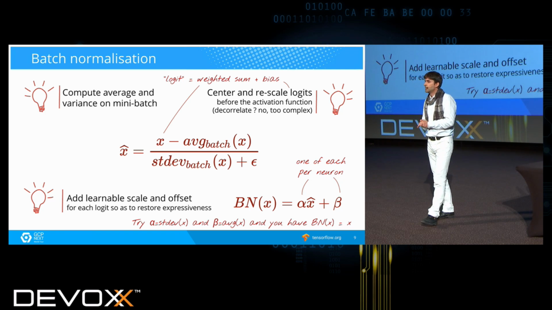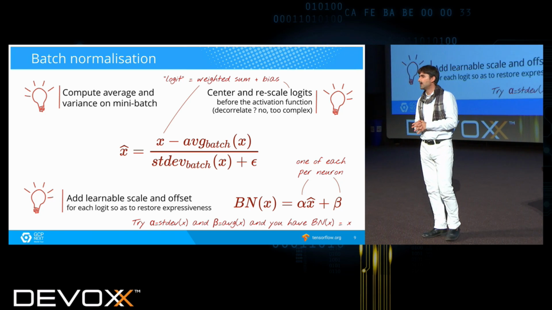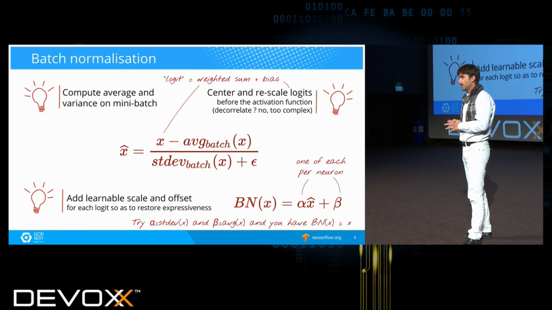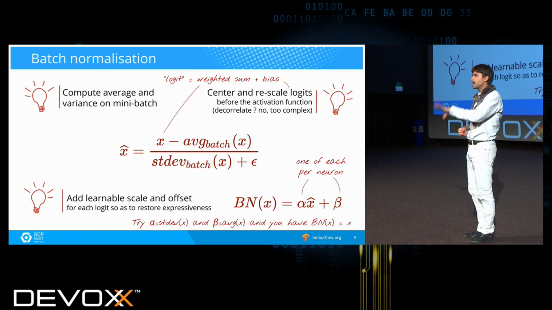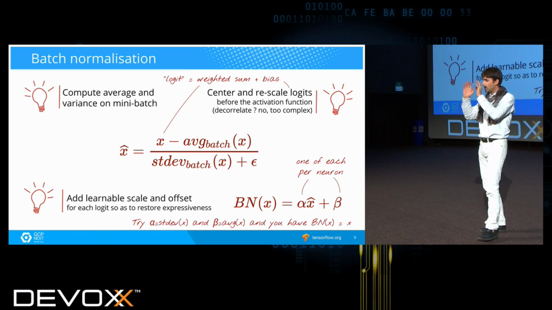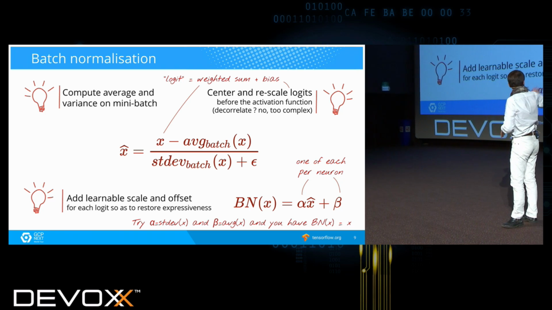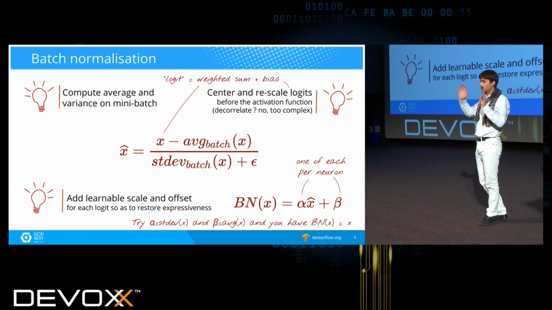Is there one instance of alpha and beta per neuron? Per neuron. They play the same role as biases before. There was one bias per neuron. Now here is one alpha, one beta per neuron.